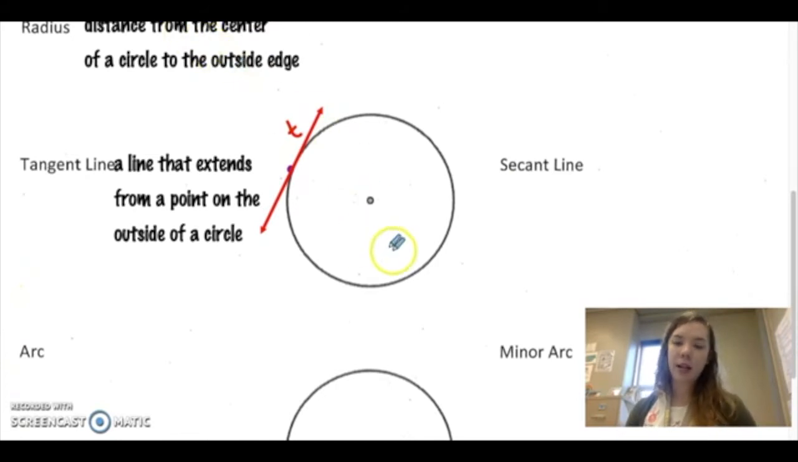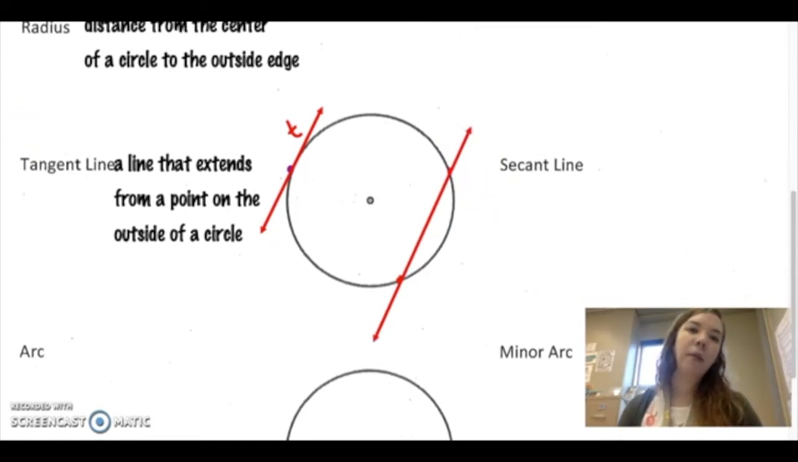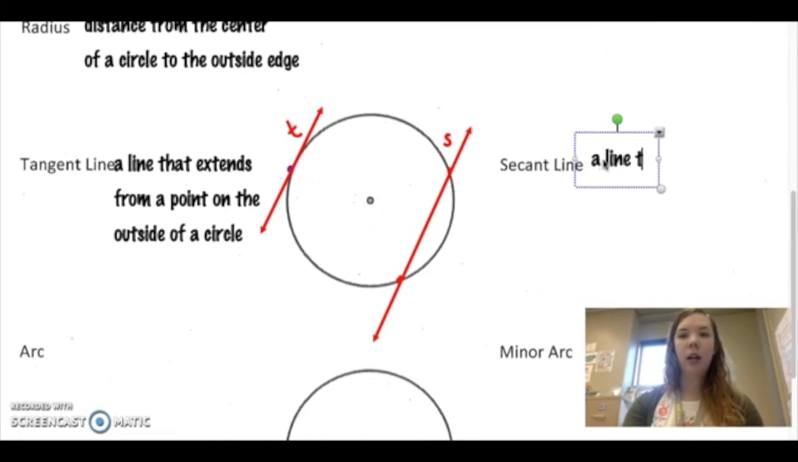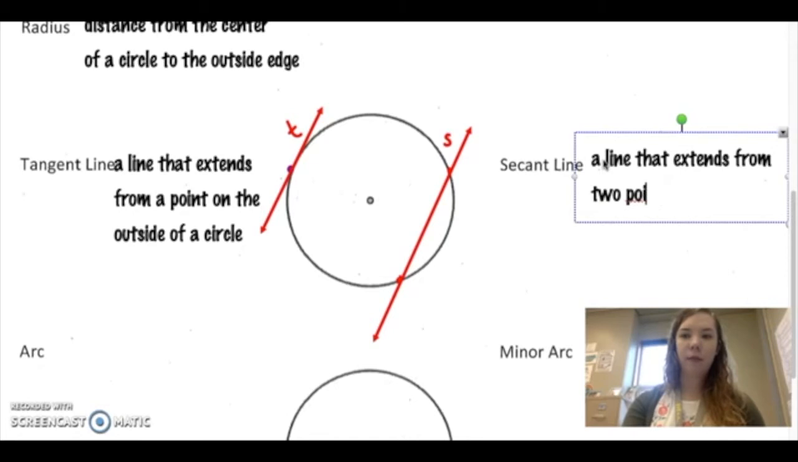Okay, a secant line is similar, except it's going to go through 2 points. So if I make a line here, it's like a chord, but it extends on the outside. So for our definition, we'll say a line that extends from 2 points of a circle.